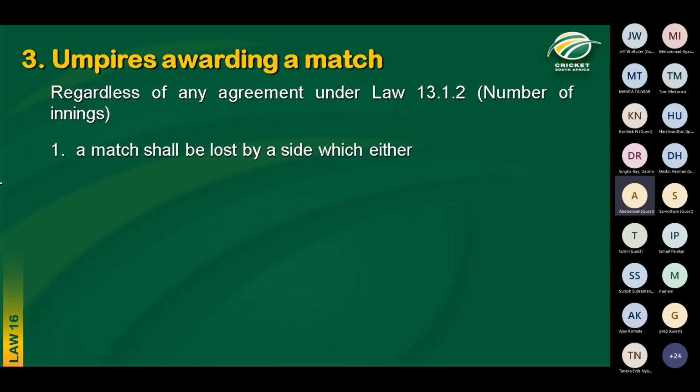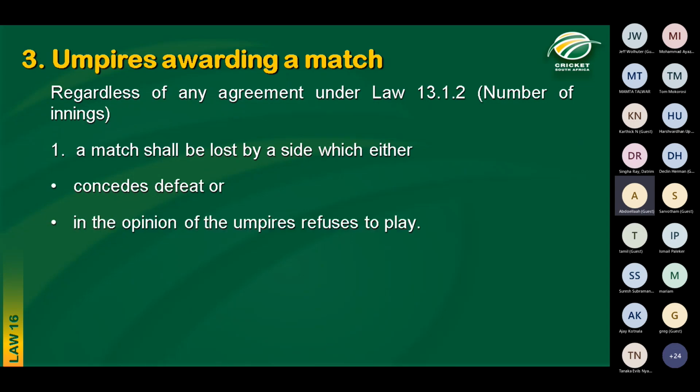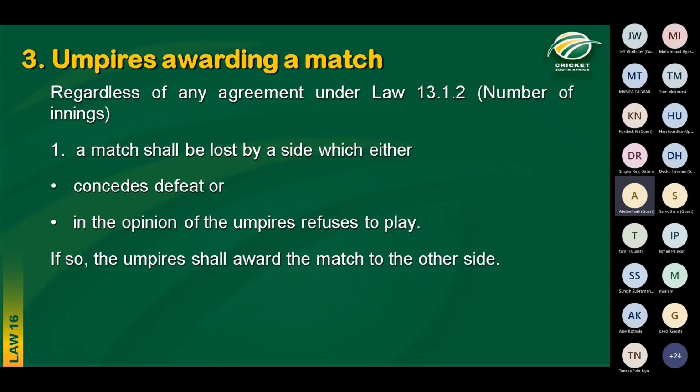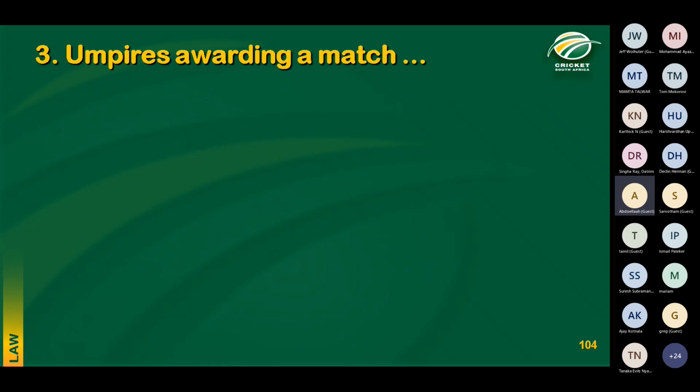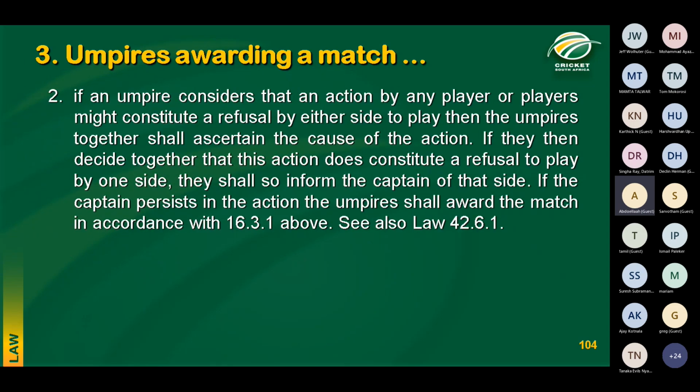And let's see when this is possible. A match shall be lost by either side which either concedes defeat or, in the opinion of the umpires, that side refuses to play. If that is the case, the umpire shall award the match to the other side. So there is a section in the law that gives the umpires the power to award a match to a side if that side either concedes defeat or, in the opinion of the umpires, refuses to play.